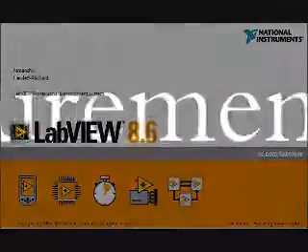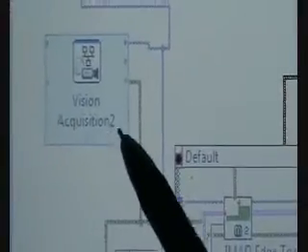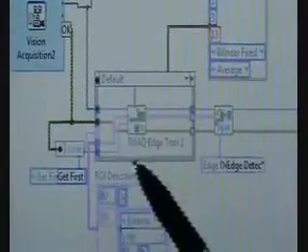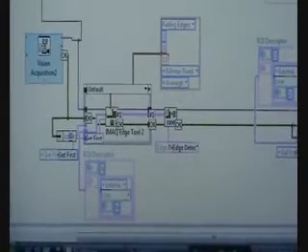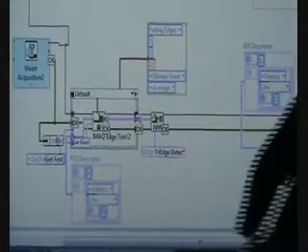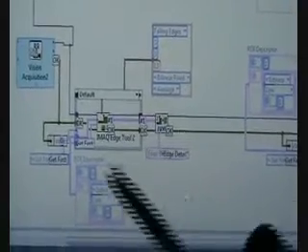We have made LabVIEW codes for speed measurement and violation detection. The codes have been deployed onto the NI compact vision system. This is the vision acquisition box. It acquires the image from the camera through the CVS. Then the image is given to the edge detecting tool. These edges are lines, edge detecting lines, which are placed parallel to the road in such a way that they account for the perspective distortion which will be present in the image.